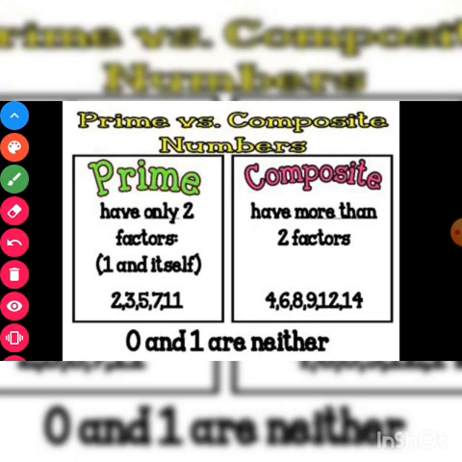Now the next topic we are going to study is prime and composite numbers. First of all, let's come to the topic of prime numbers. What are prime numbers? Numbers which have only two factors, that is 1 and the number itself, are called prime numbers. Or in other words, numbers which are divisible by 1 and itself only are called prime numbers.